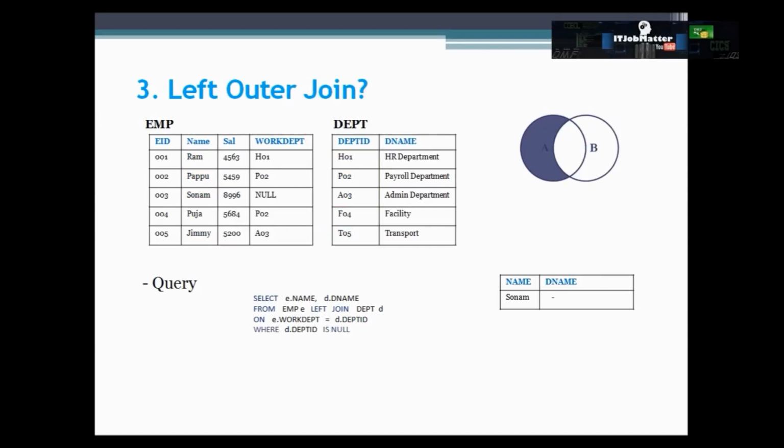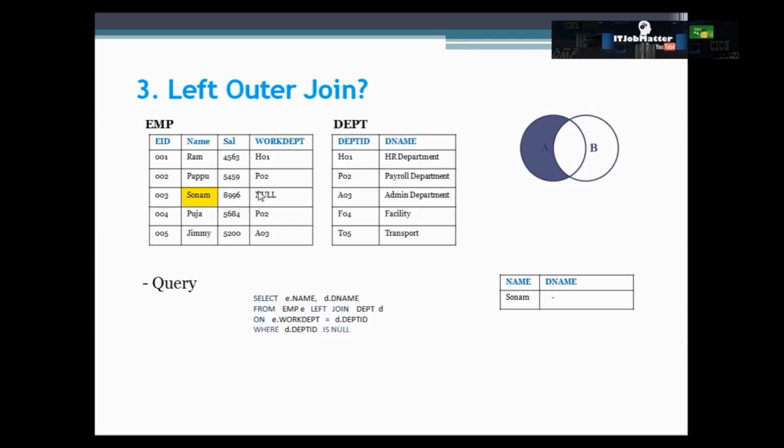Next is left outer join. In this join operation, we try to join left side table A and right side table B in such a way that it returns only the left side table records which do not have any matching row in the right side table, and this is the pictorial representation of left outer join.